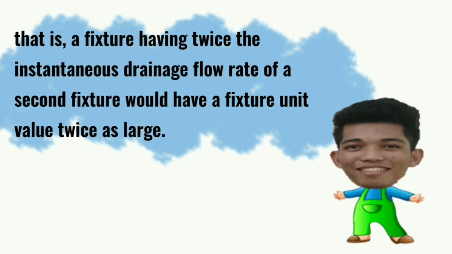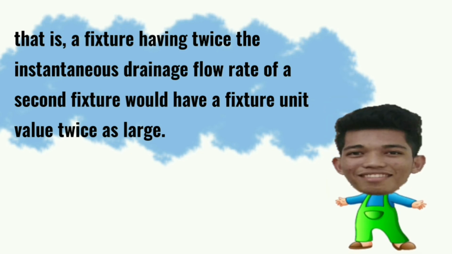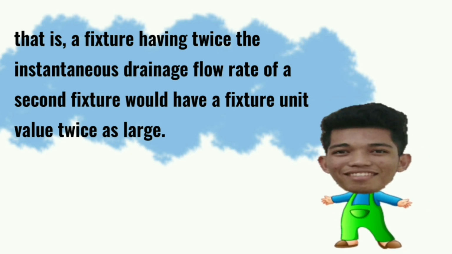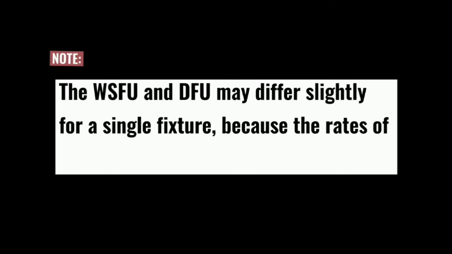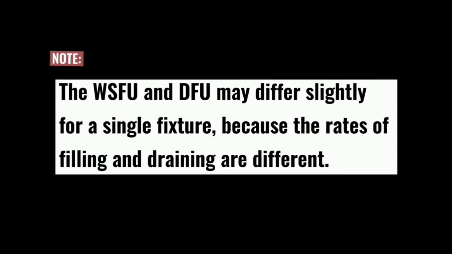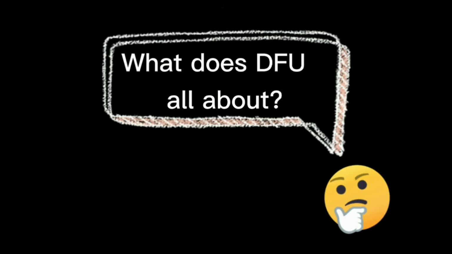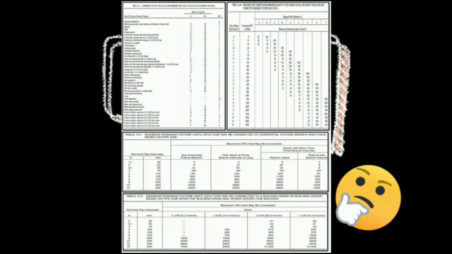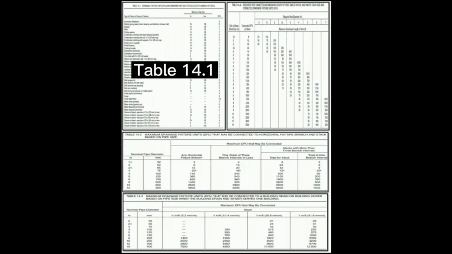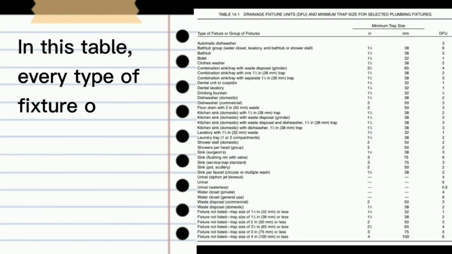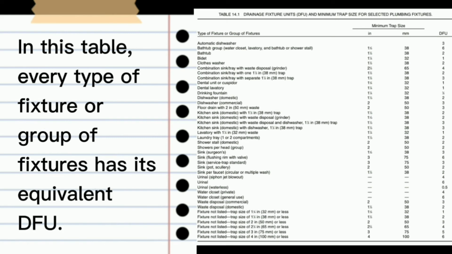That is, a fixture having twice the instantaneous drainage flow rate of a second fixture would have a fixture unit value twice as large. The WSFU and DFU may differ slightly for a single fixture because the rates of filling and draining are different. So, para mas maintindihan kung ano nga yung DFU natin, I have here a 4 table. We have the table 14.1 or the drainage fixture units and minimum trap size for selected plumbing fixtures. So, sa table na to, makukuha natin yung katumbas na DFU ng ating fixtures.